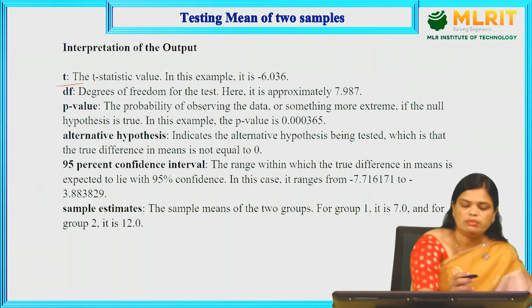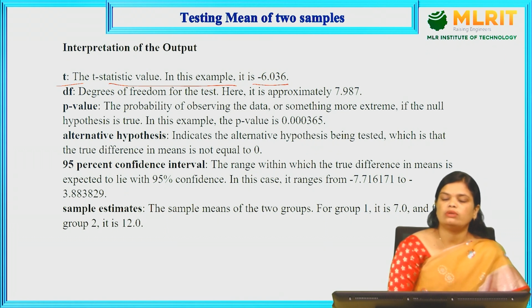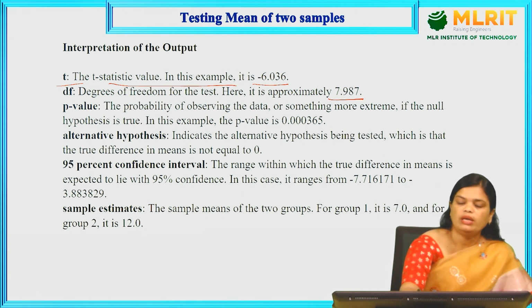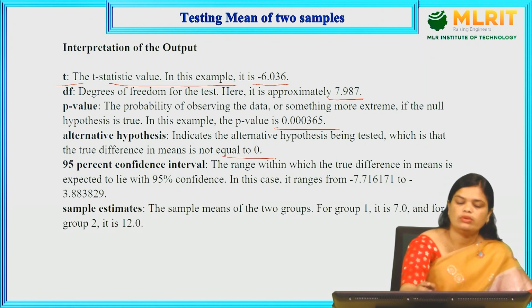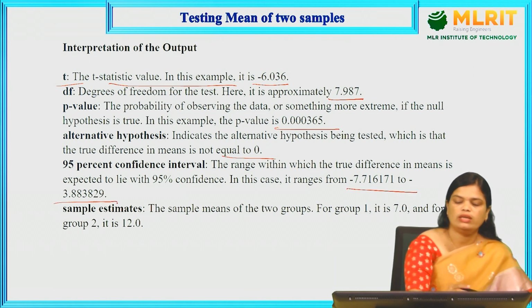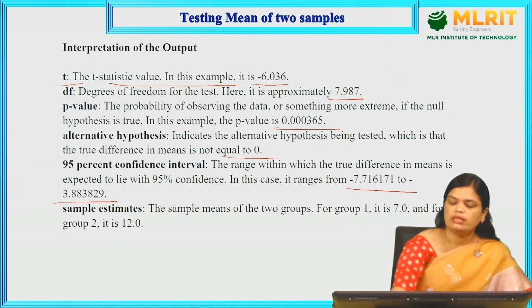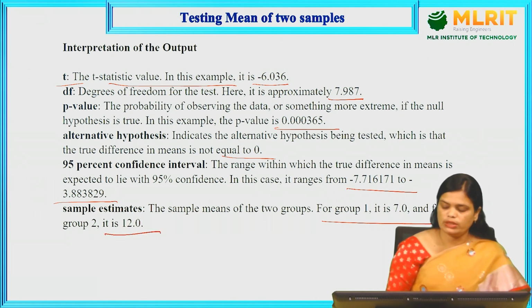So the parameters displayed are: t is the t-test statistic value, that is minus 6.036, and the degree of freedom I have got is 7.987, and the p value I have got is 0.000365, and the alternative hypothesis is that the difference in means is not equal to 0. The confidence interval ranges from minus 7.7161712 to 3.883829. Sample estimates are: group 1 sample estimate is 7.0 and for group 2, 12.0.